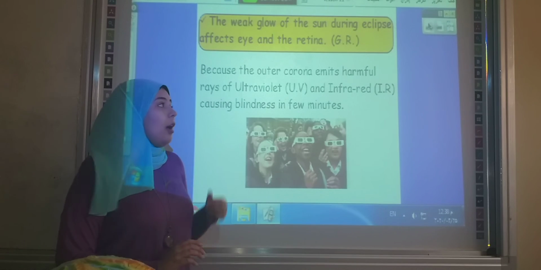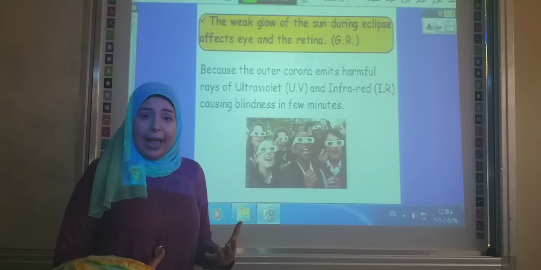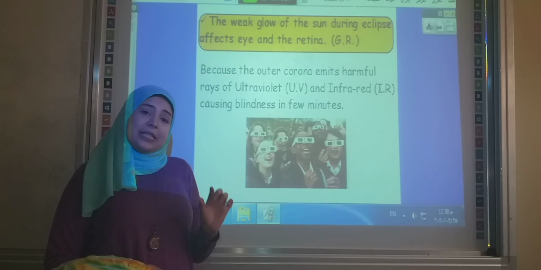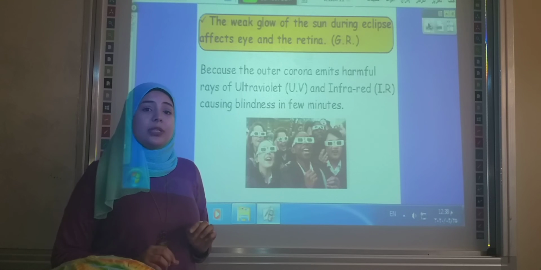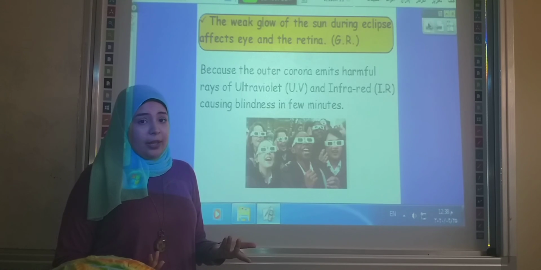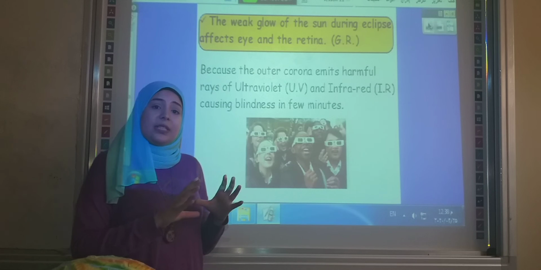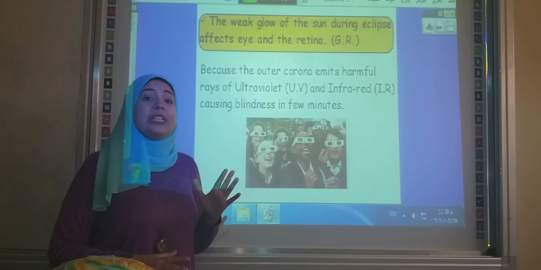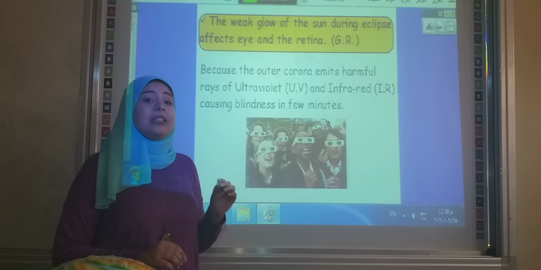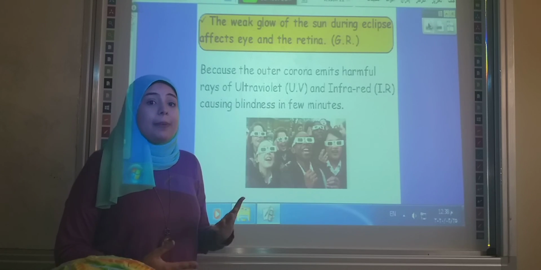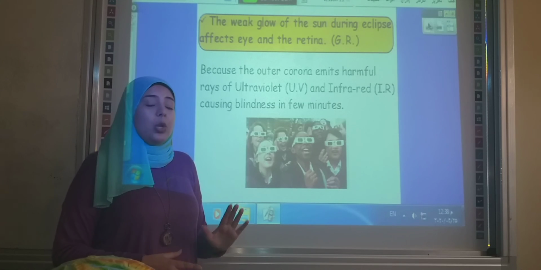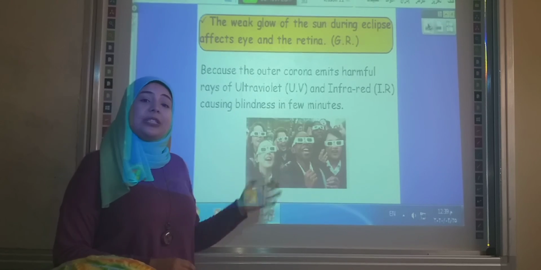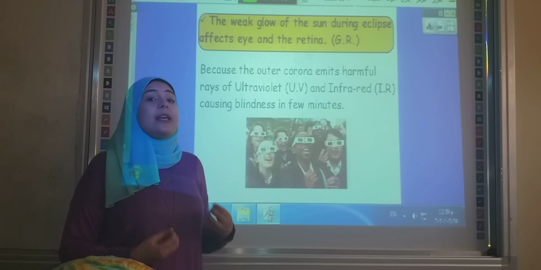Primary 6. Solar eclipse happens in the morning and it lasts for 7 minutes and 40 seconds. But at this time, we can't look directly at the sun. Why? Do you know why? Because the glow of the sun at this time is weak, but it emits very harmful radiation like ultraviolet and infrared. It may cause blindness, so we mustn't look directly at the sun during a solar eclipse. But if we want to watch this beautiful phenomenon, we must wear special glasses.